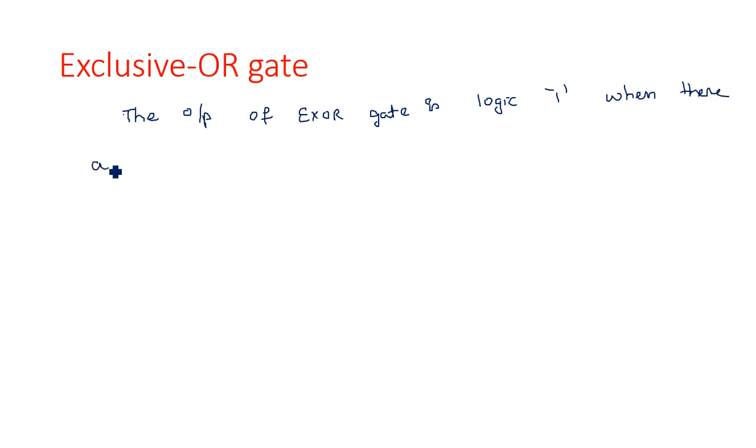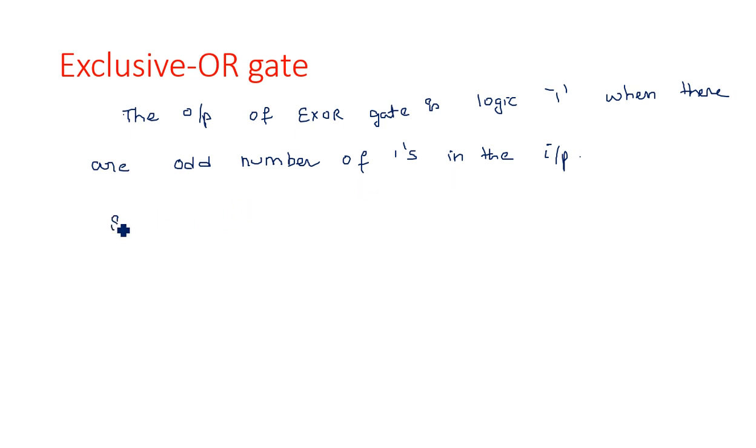I will write here. The output of the XOR gate is logic 1 when there are an odd number of ones in the input.